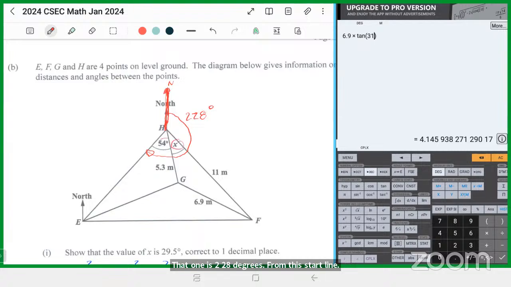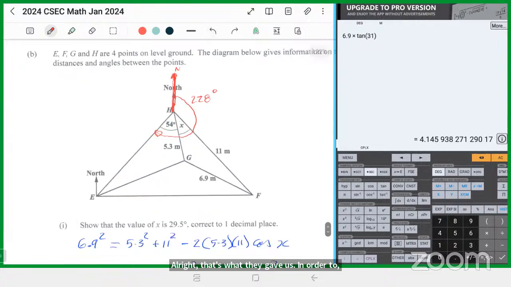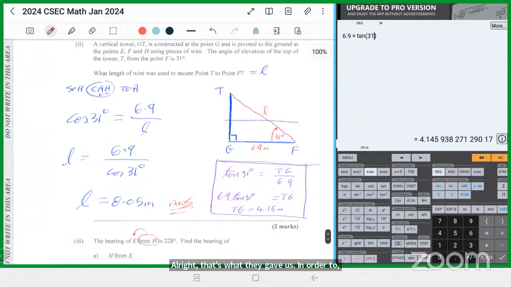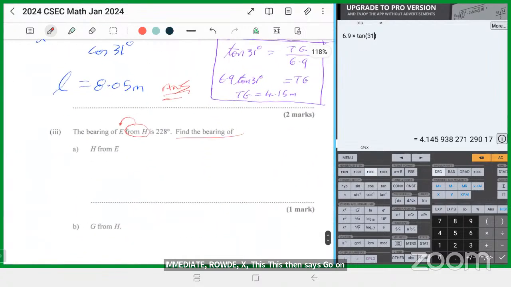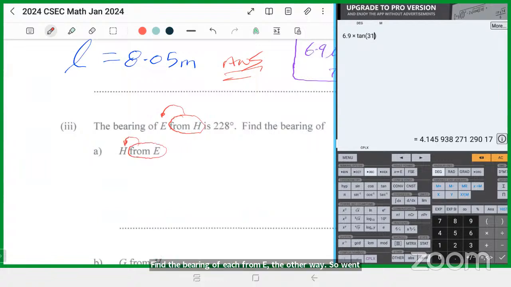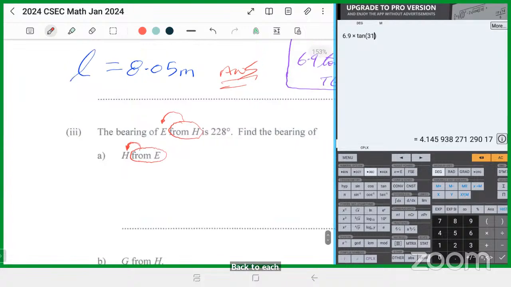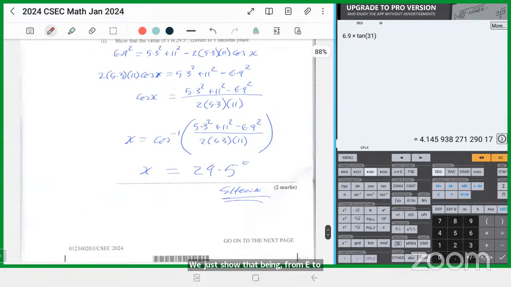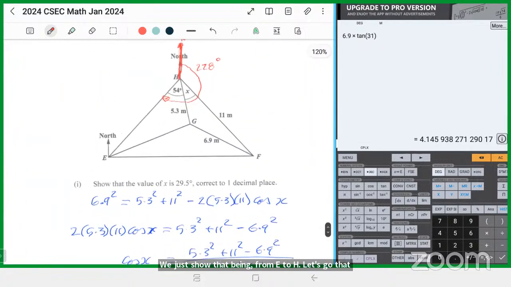Remember, so we know the X and we know this now. We know the two of them, right? The question says, down here, find the bearing of H from E, the other way. So we're going from E back to H. We just show that bearing angle on the diagram. From E to H. Let's look at the diagram now. We want the bearing from here back up to there.